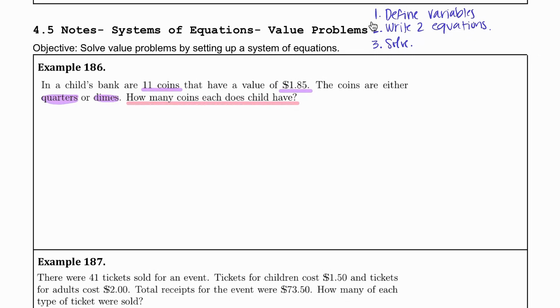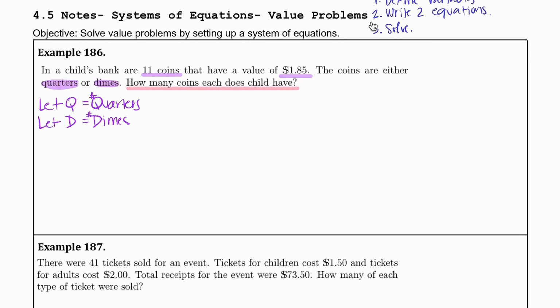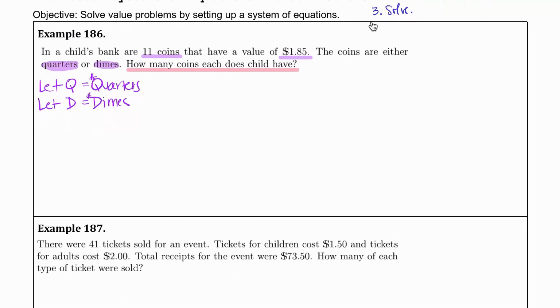So the first thing we're going to do is define our variables, define our unknowns. We do not know how many quarters and we do not know how many dimes. That's what we're looking for. So I'm going to let Q represent quarters, and I'm going to let D represent dimes. The number of quarters in this bank, the number of dimes in this bank. Okay, so now we're going to use those variables and we're going to write two equations. We have two unknowns, we need two equations.